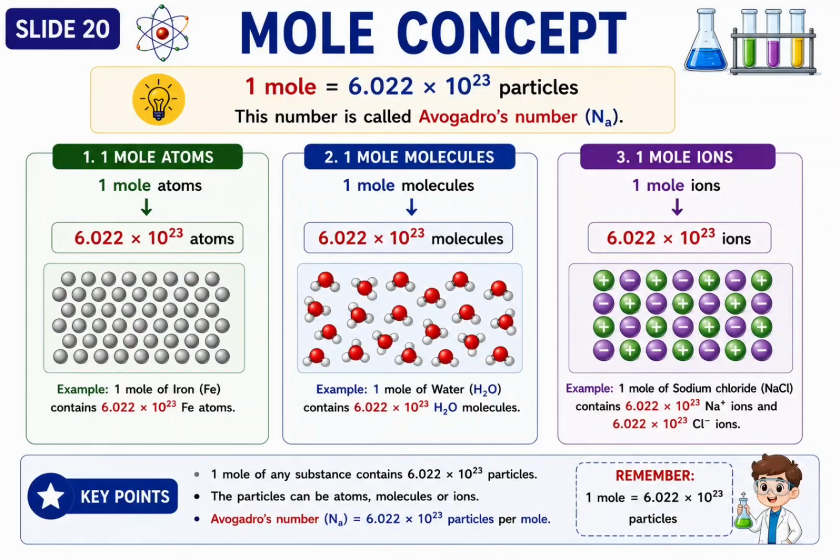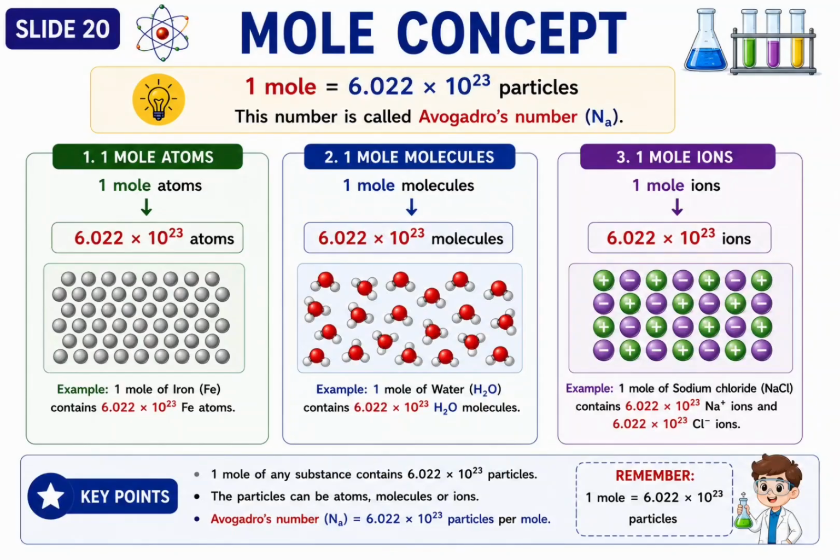Now comes a very important word, mole. You already know the word dozen. If I say 1 dozen eggs, you immediately know that it means 12 eggs. Similarly, in chemistry, we use the word mole for a huge number of tiny particles. 1 mole contains 6.022 into 10 to the power 23 particles. Always remember, this number is very important. This is called Avogadro's number.